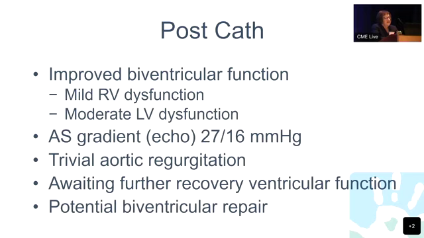So post-cath on echo, we saw improved biventricular function. This was actually relatively recently, so she still has some degree of LV dysfunction. The RV function significantly improved. The aortic stenosis gradient by echo is 27 with a mean of 16, so pretty similar to the post-cath findings. There's only trivial aortic regurgitation, and our current plan is to await, hopefully, further recovery of the ventricular function, with the potential for a biventricular repair in this baby.